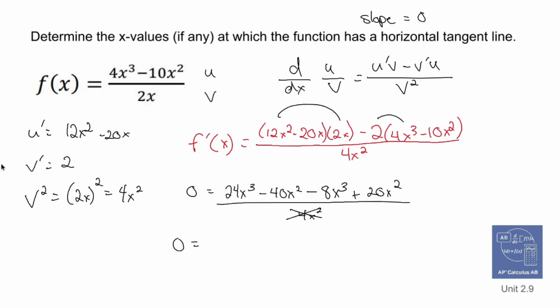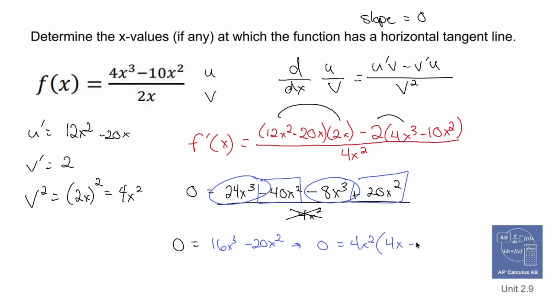So 0 is going to equal, let's combine like terms. Okay. So 24x cubed minus 8x cubed is going to be 16x cubed. Positive 40x squared plus 20x squared is going to be minus 20x squared. Okay. Let's factor out a 4x squared. And so that becomes 0 equals 4x squared. And then we're left with 4x minus 5.